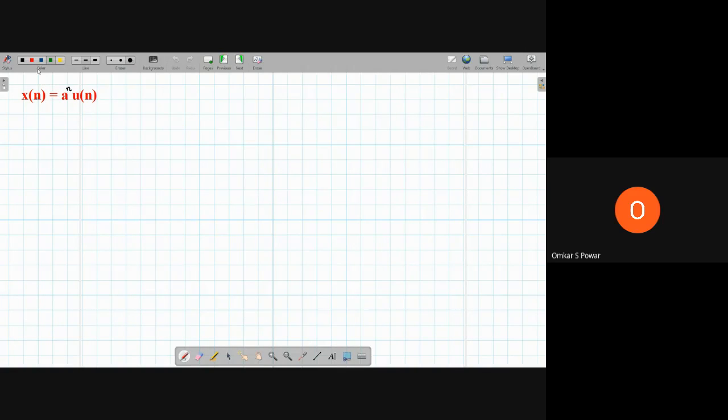So these problems are standard. a power of n, u of n, or minus a power of n, u of minus n minus 1. You have to remember this thing. So whenever anybody asks you, what is the Z transform of a power of n, u of n, you should say directly z by z minus a. These things you will be using in inverse transforms regularly. So you have to remember some of the things.